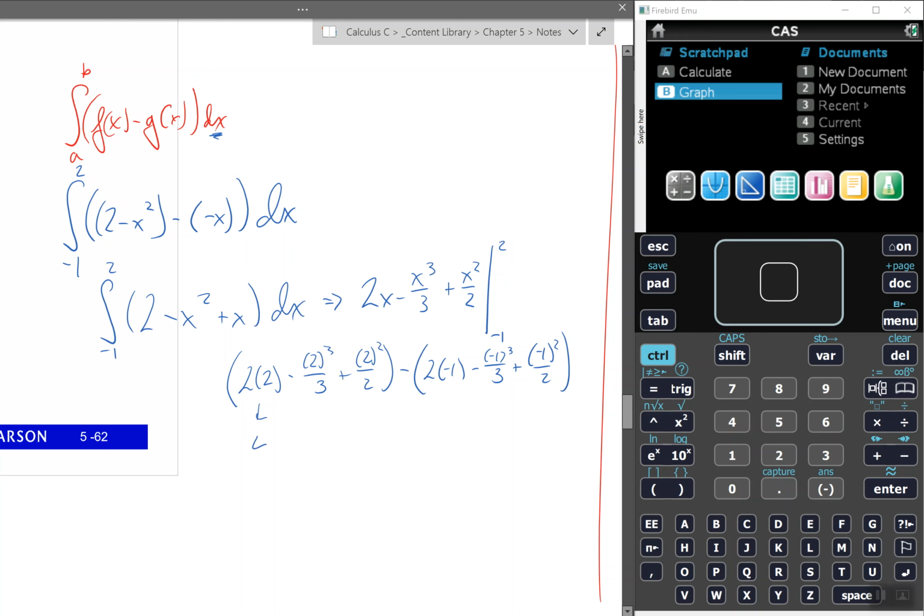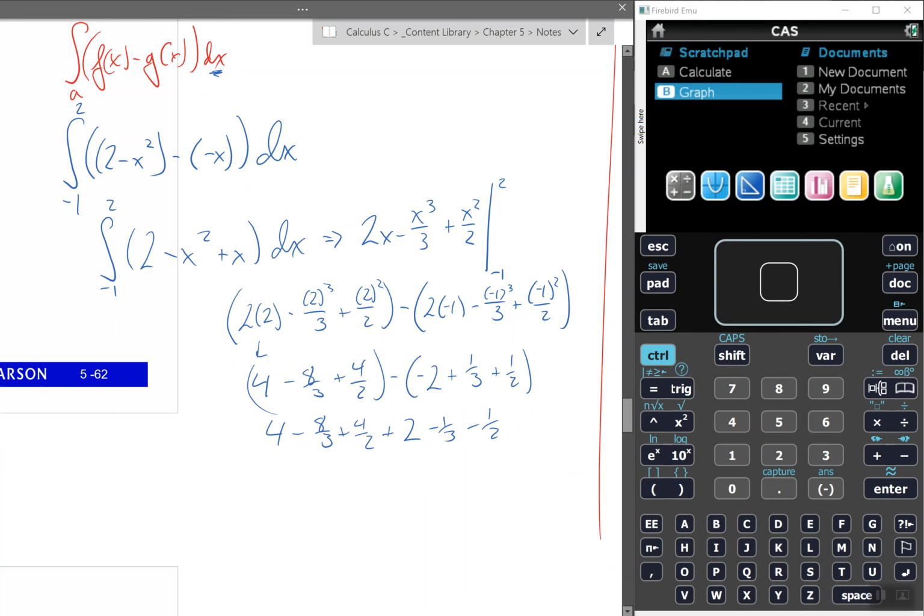So 2 times 2, that's 4, minus 8 thirds plus 4 halves, minus negative 2. That's now going to be positive 1/3 and positive 1/2. So we keep going. We have 4 minus 8 thirds plus 4 halves. Distribute that negative, so plus 2 minus 1/3 minus 1/2.